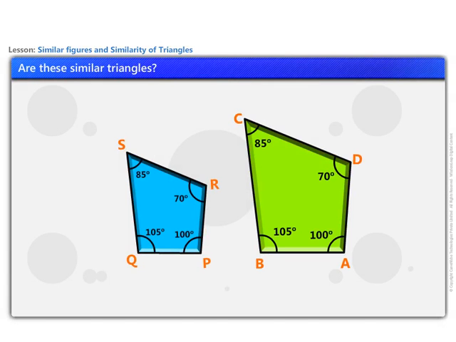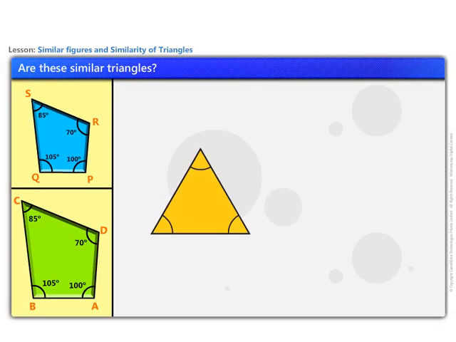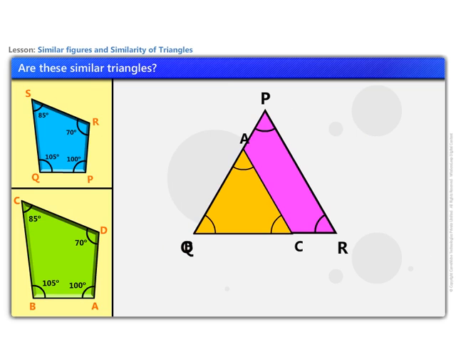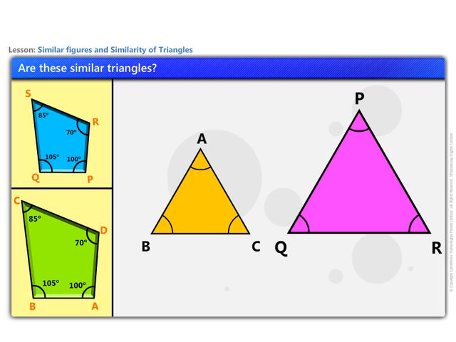We have learned the conditions of similarity of two polygons. Can we state the same condition for similarity of two triangles? Take a look at the triangles ABC and PQR. Now, superimpose the two triangles. What do you observe? On superimposing, we find that one of the two triangles is smaller than the other. That is, the two triangles have the same shape but are of different sizes. So, we can state the same condition for similarity of two triangles.